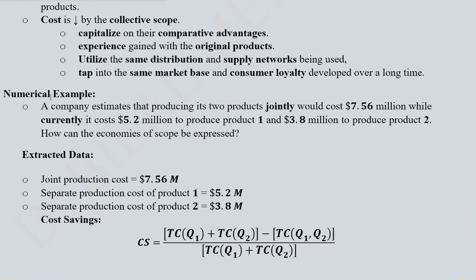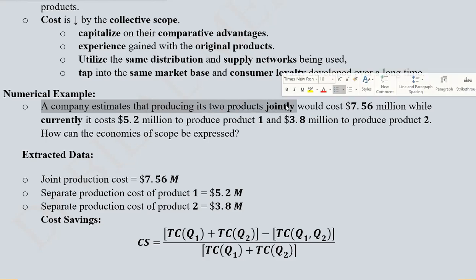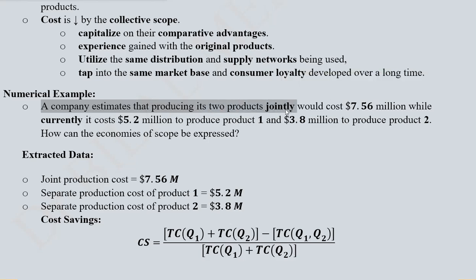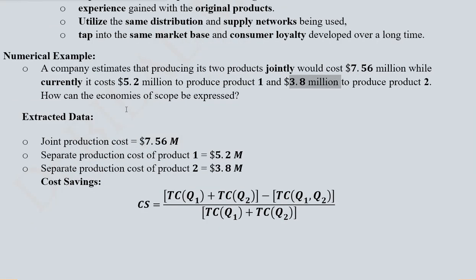You can see here that a company is estimated to have two options. It can produce goods jointly, and if it does, it costs this much, that is $7.5 million, and the other option is that it can produce those two goods separately, and in that case the separate cost would be this much. That is for the first good and for the second good. So now we can assess if there are economies of scope in this situation or not.